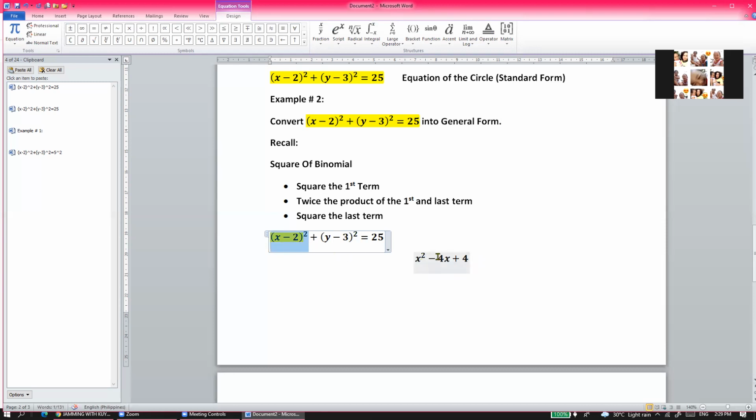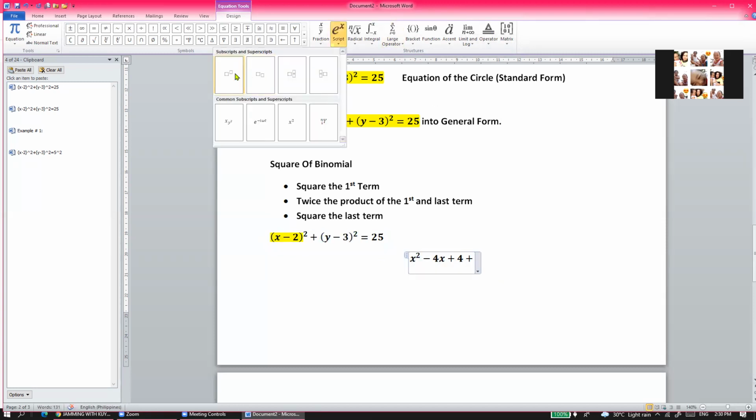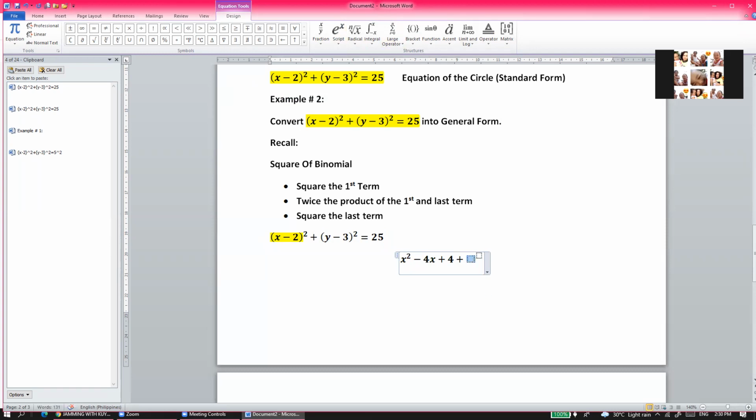Then plus, and then yung y minus 3 naman na nakasquare ang ating i-expand. If I will do that, ang square ng y is y squared. And then, twice the product of negative 3 and y. I think that is negative 6y, kasi y times negative 3 is negative 3y. Make it double, we have negative 6y. And then, if we square the last term, negative 3, we have positive 9. So, plus 9 equals 25.